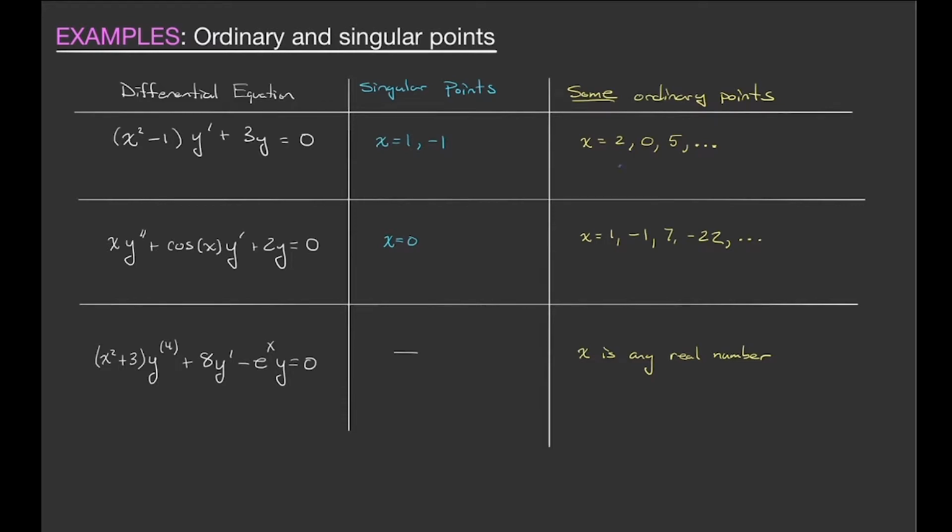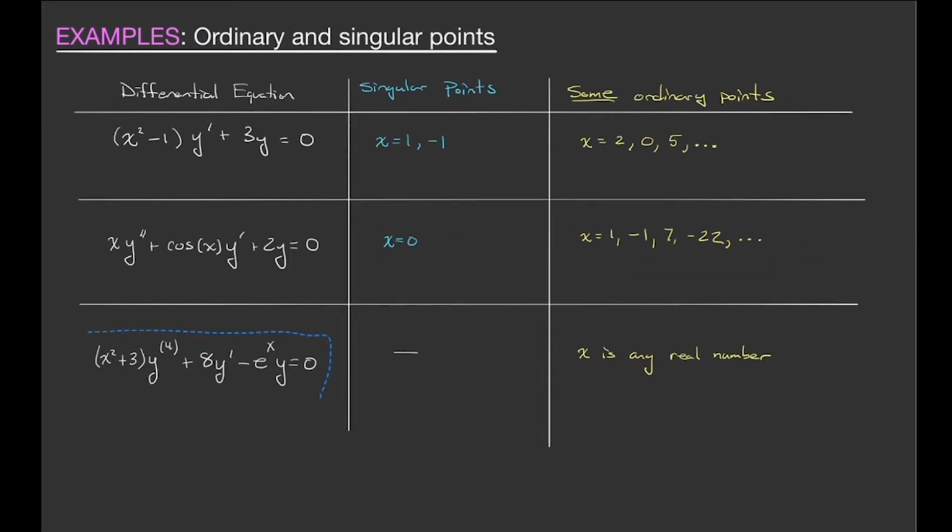Here's just a few. You substitute in 2, you get something non-zero times y prime. You substitute in 0, you get something non-zero times y prime, substitute in 5. But really, any number except for x equal to 1 and -1. So there are many ordinary points, but there are only a few singular points. With the second differential equation, the highest order term, that is, the dependent variable taken to a derivative of higher order than any other, the only singular point is actually x equal to 0. There are many other ordinary points, namely any point but x equal to 0. Here are just a few examples.